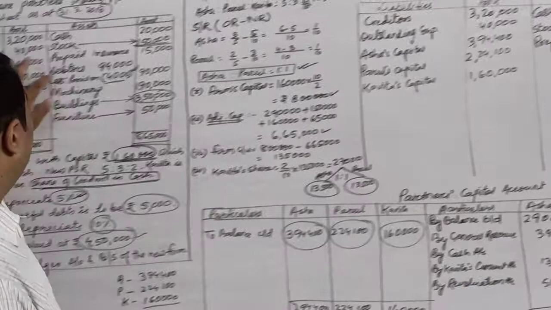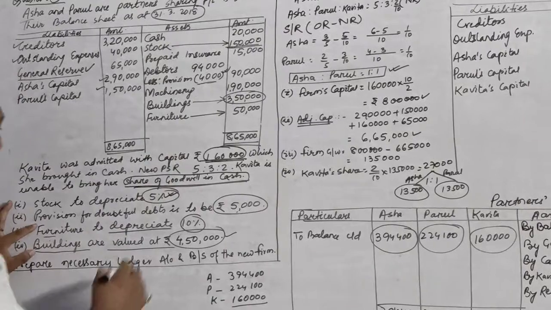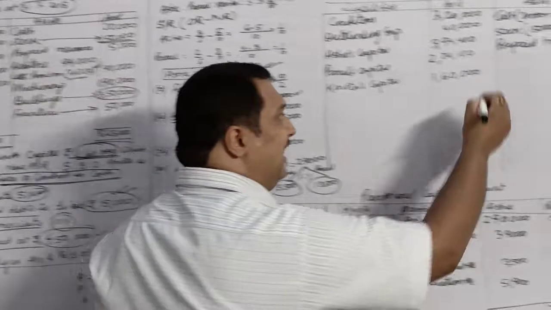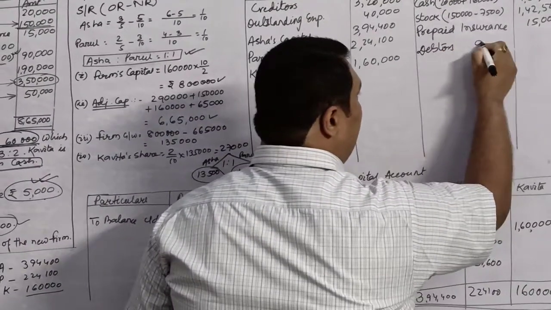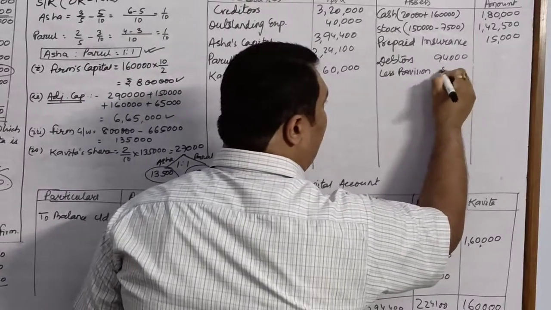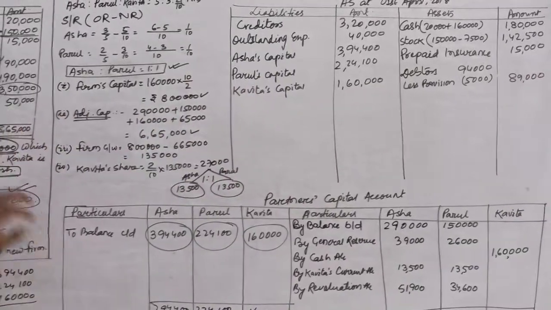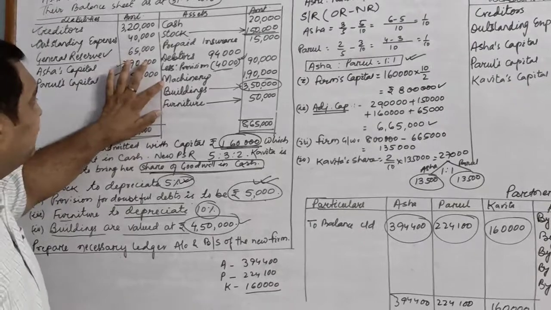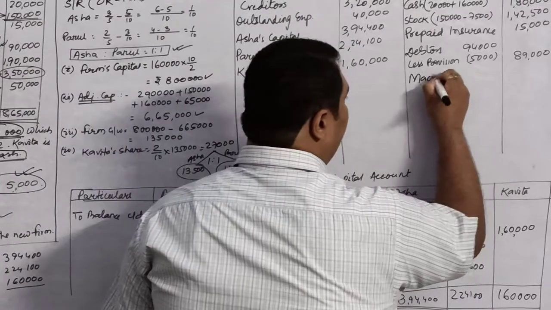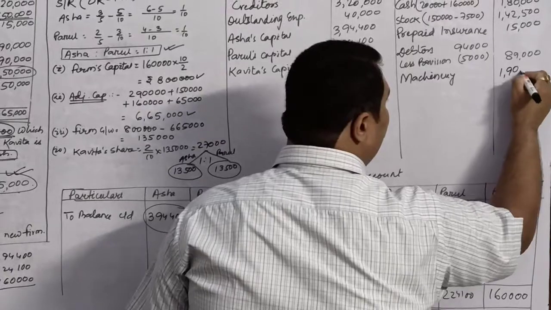Next item is debtors, 94,000 less provision 4,000. Related to this, we had an adjustment that now the provision should be rupees 5,000. So I will write over here debtors 94,000 less provision 5,000 we will deduct, and we will write over here 89,000. After this, the next item is machinery. Related to machinery, there was no adjustment, so I will write machinery's value as it is. Machinery was valued at rupees 1,90,000.